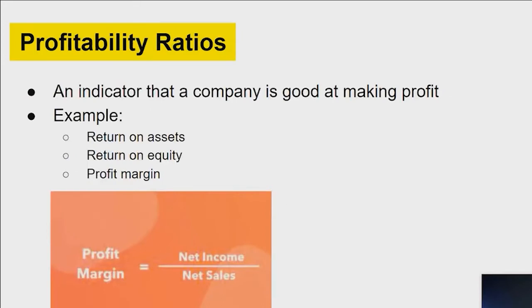Profitability ratios are an indicator that a company is good at making profit. So basically exactly what it sounds like. A few examples of profitability ratios are return on assets, return on equity, and profit margin. Now notice I said an indicator here. Indicator means that it probably means that a company is good at making profit, but it doesn't mean that for sure. It's just a sign. However, if you look at a bunch of different ratios and they tell you good things, it's one of those situations where if it looks like it, smells like it, sounds like it, it probably is it.